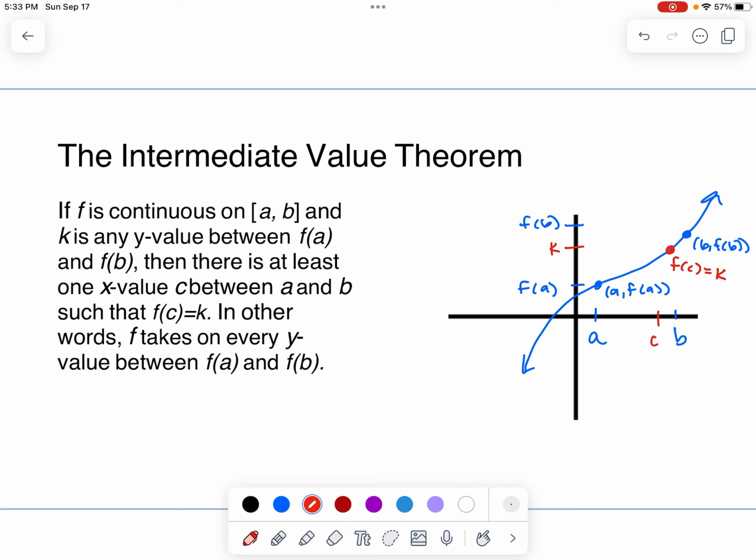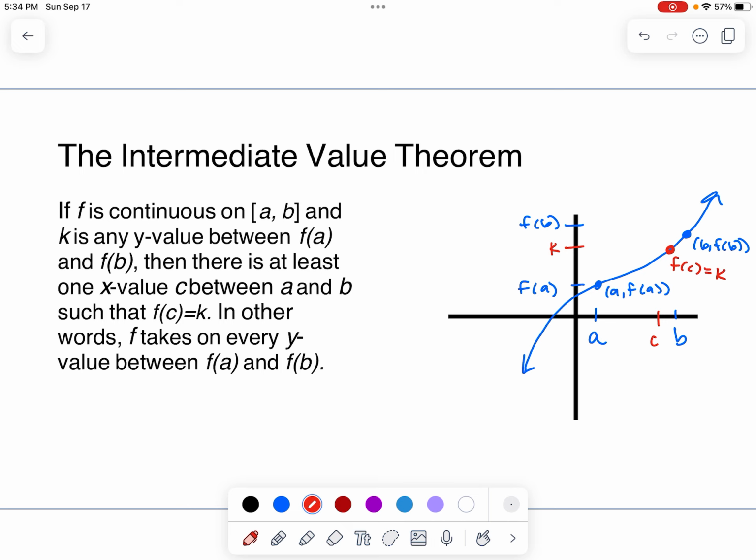So between A and B, if we're starting at f of A and we get to f of B, we have to go through every single y value between them to get to f of B. Because this function is continuous, we can't skip, we can't jump. And so if there's a k value that goes between f of A and f of B, this IVT guarantees that there is an x value that our k value goes with.